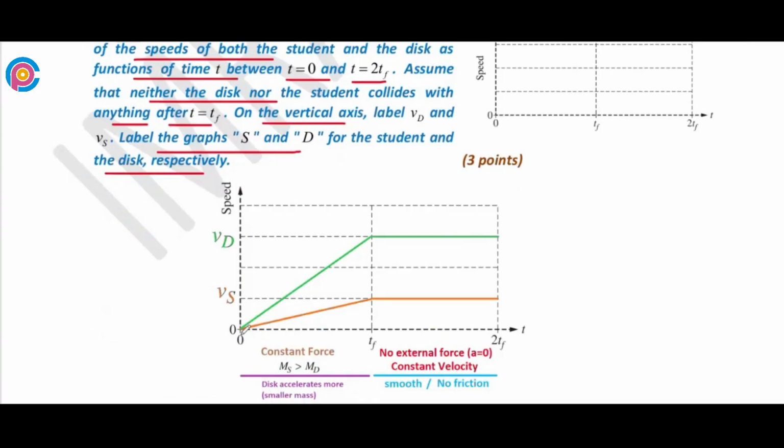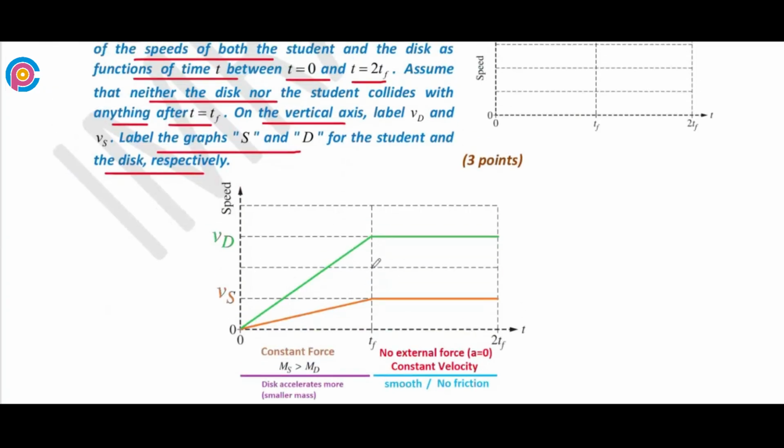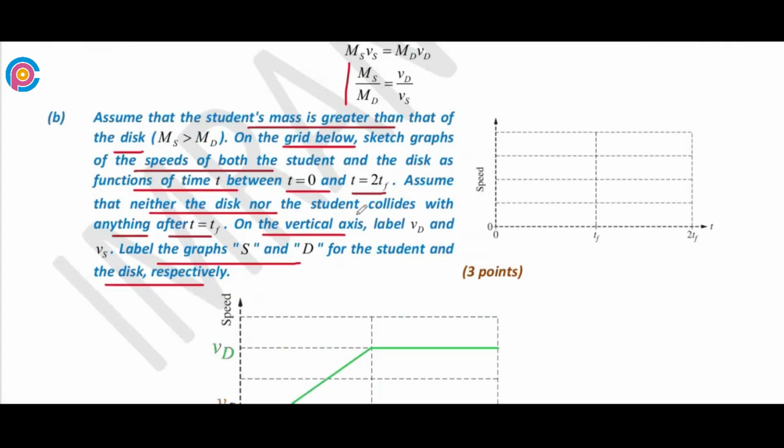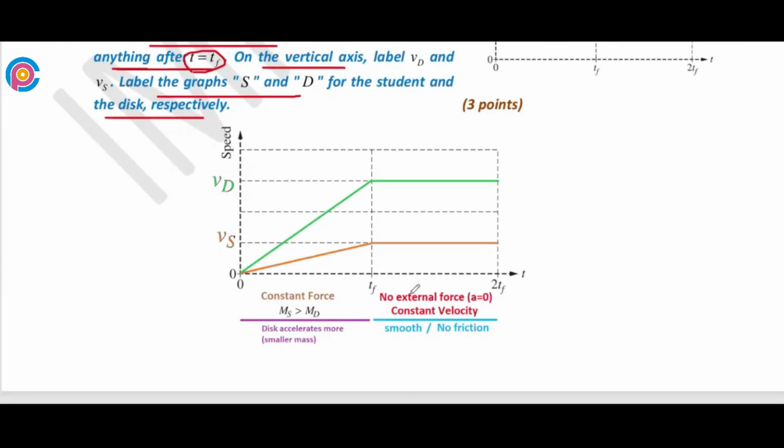Okay, you can see from 0 to tf there is a force. So there is a constant force, so there is a constant acceleration. For constant acceleration, velocity is increasing uniformly. After that there is no force, because it is explicitly said that neither the disk nor the student collides after tf. There is no contact, so there is no external force. Acceleration is 0. When acceleration is 0, velocity is constant. So you can see there is a constant velocity for both objects, the disk and the student.